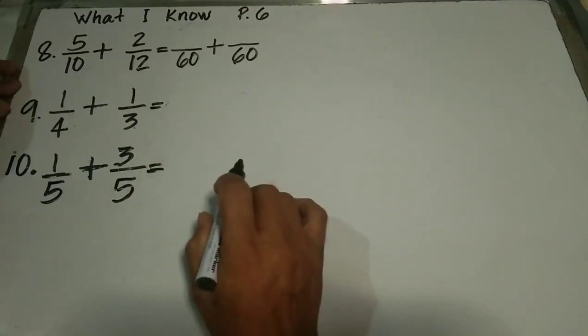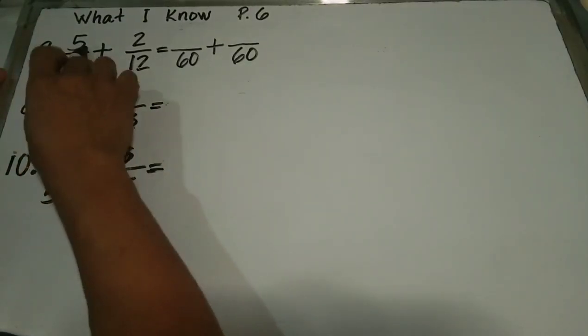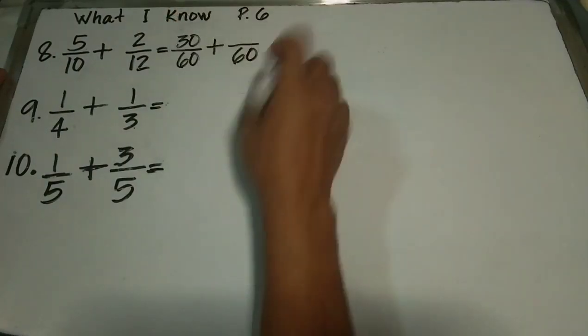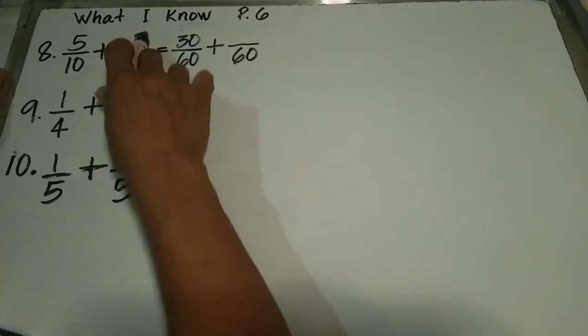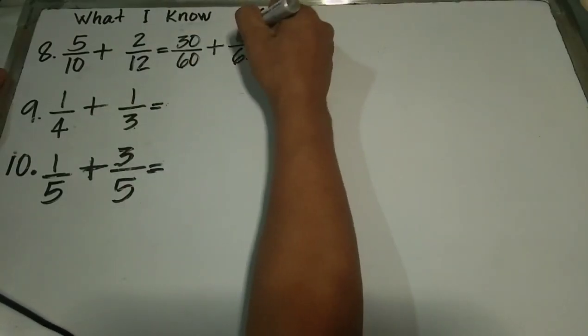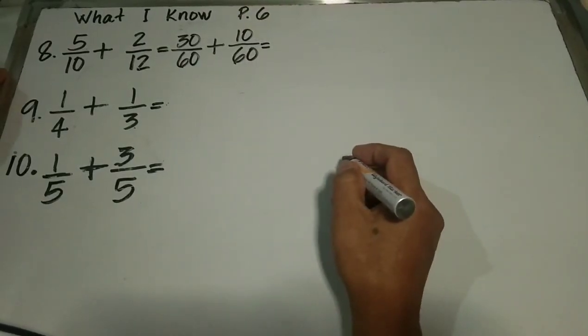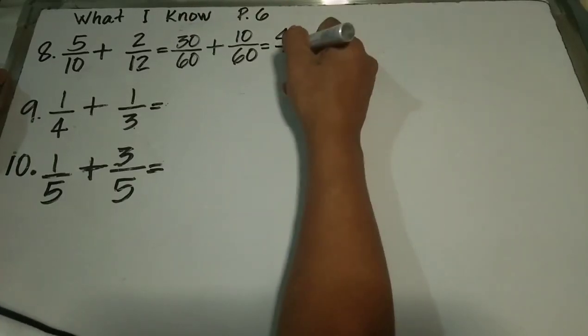So the next operation is 60 divided by 10. We have 6 times 5, we have 30. 60 divided by 12, we have 5 times 2. So we have 10. So add the numerators because they are now similar fractions. We have 40 over 60.